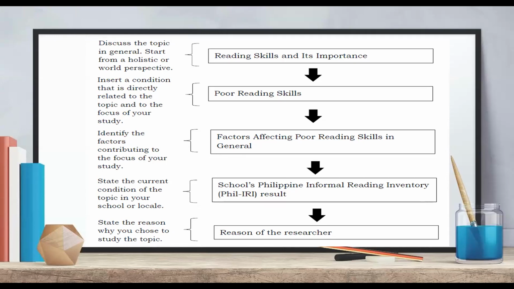So meaning there is a condition that there naay poor reading skills. For example, ang bata ba karon? Because we are talking about reading skills. So if he or she is really fluent, and here ang ato ang condition niya gi-insert is poor reading skills. So after identifying the condition that you have inserted, now you need to identify the factors.